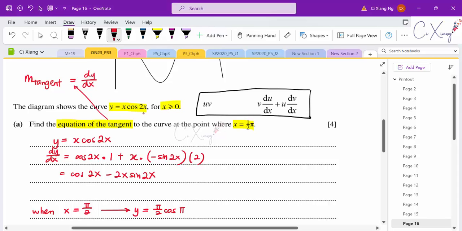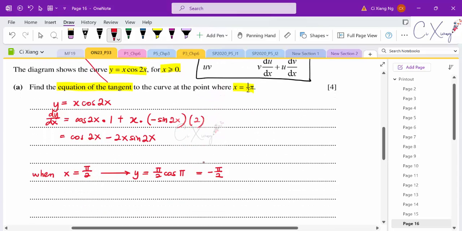Okay, so cos pi over 2, you're having cos pi. So cos pi actually gives you a value of negative 1. Eventually, your y is having negative pi over 2. Alright, then after that, we want to get the value for dy/dx, which is the gradient of the tangent. So how to get the value for dy/dx again? Substitute x equals pi over 2 into your dy/dx just now.